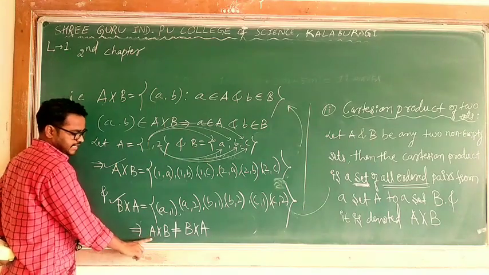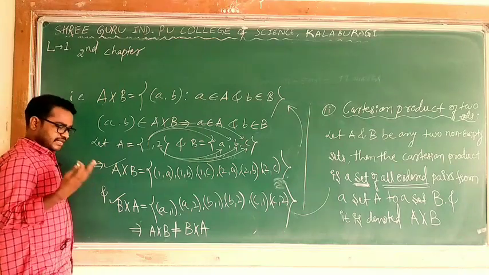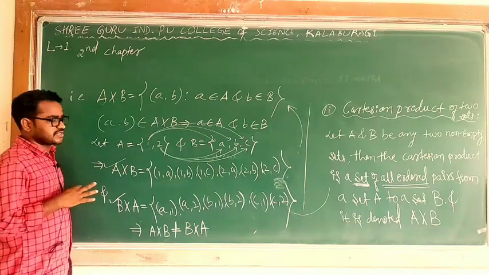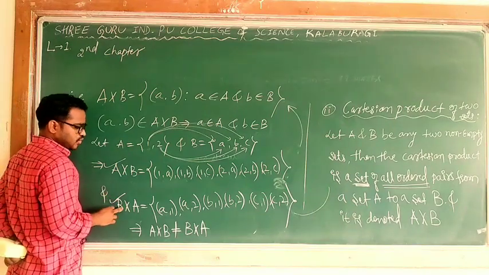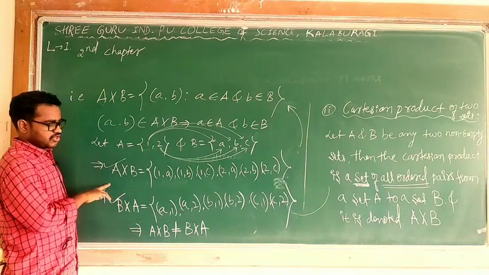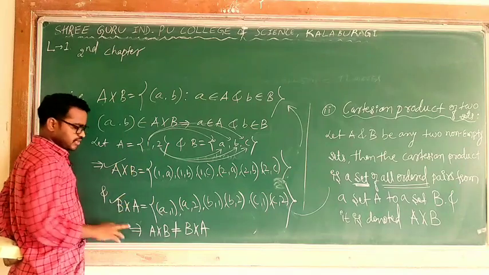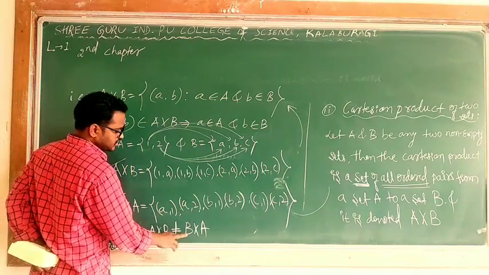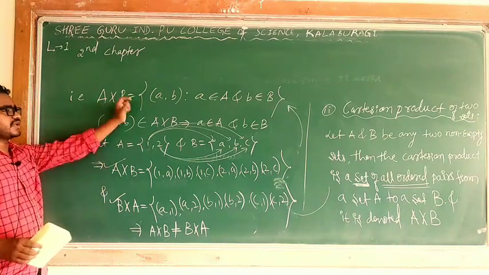I can say A cross B need not be equal to B cross A. It is equal only if all the ordered pairs are equal. Here no ordered pair is equal to itself. Only if all the ordered pairs of the Cartesian products A cross B and B cross A are the same can I say they are equal. Here A cross B and B cross A are not equal. So this you can understand using one example.